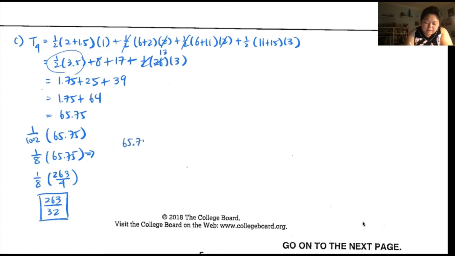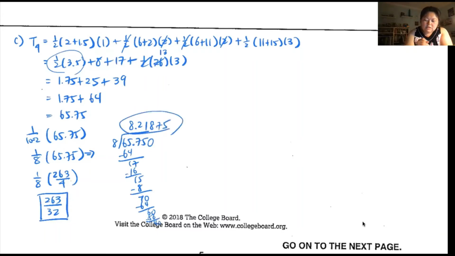So if you do 65 over 75, you have 8, it's 8, 64, 17, 2, 16, 15, 1, 8, this is 7, add a 0, 60, almost there. So 5. So that will be your answer, 8.21875. So that could be your alternate answer to part C.